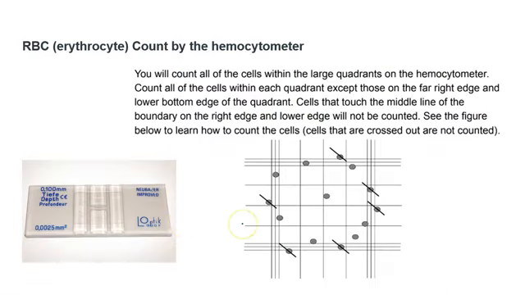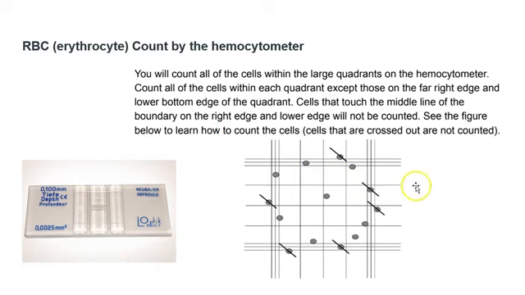Next concept is about counting the number of RBC or erythrocytes. We use the hemocytometer, a specialized counting chamber, for counting the blood cells. So that is our hemocytometer. But it's also important to know how to count the cells in our hemocytometer.